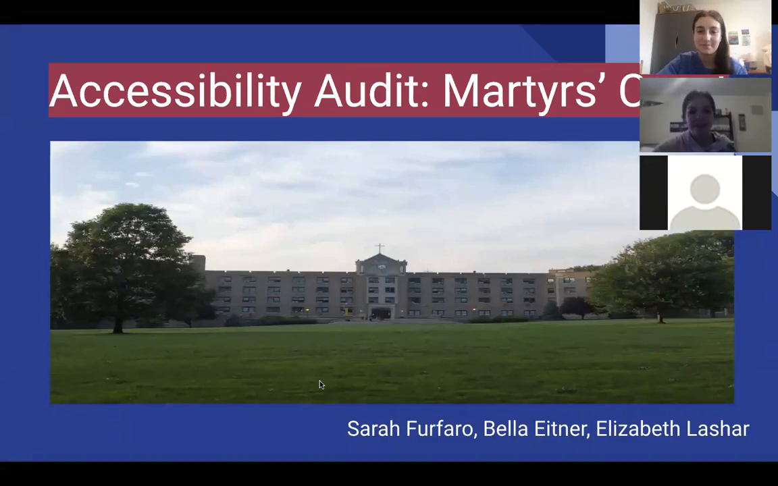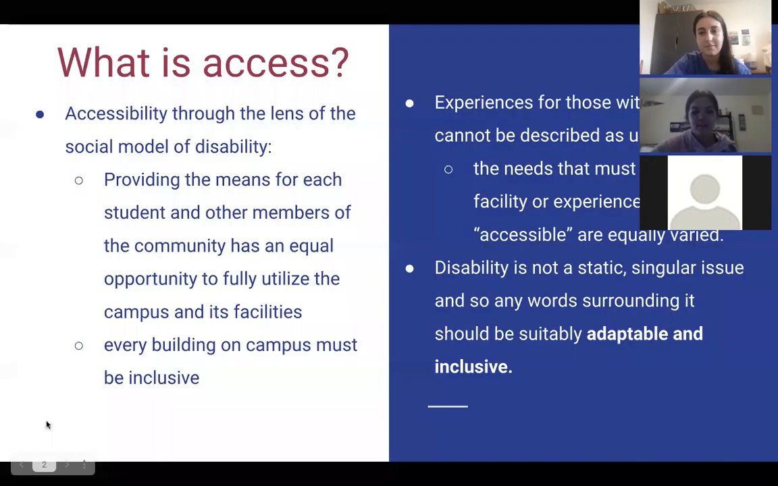So we did our accessibility audit on Martyrs Court, which is a freshman dorm building on the Fordham Rose Hill campus. So first we thought we'd start with defining access. Accessibility through the lens of the social model of disability provides the means for each student and other members to make sure they have an equal opportunity to utilize the campus and all of its facilities. So basically equal access for everyone.